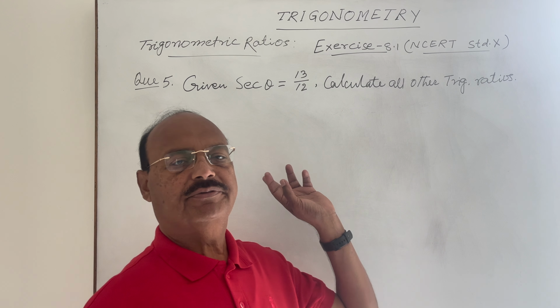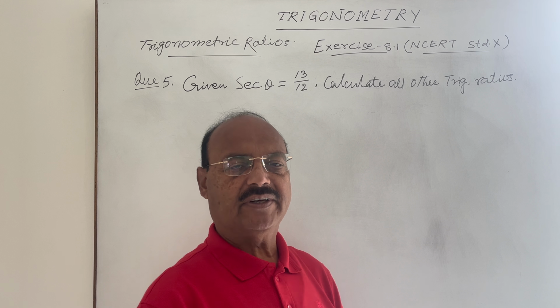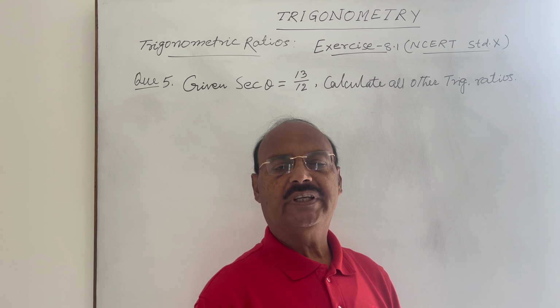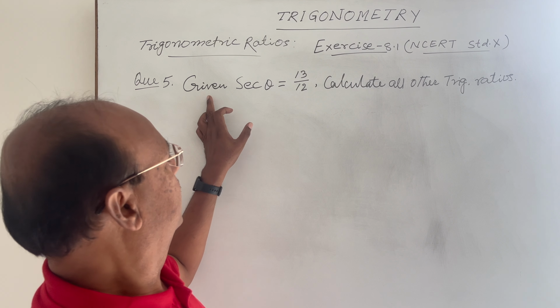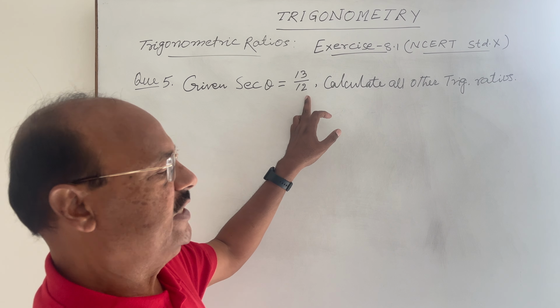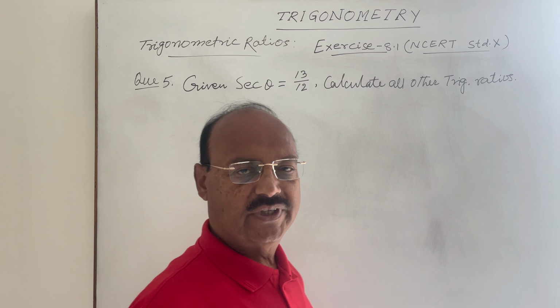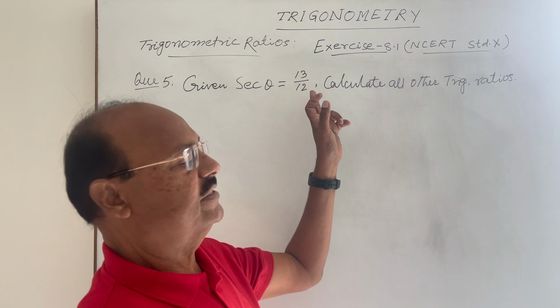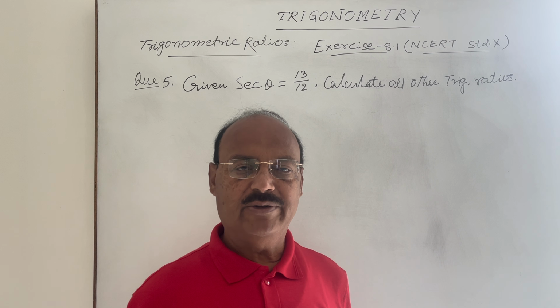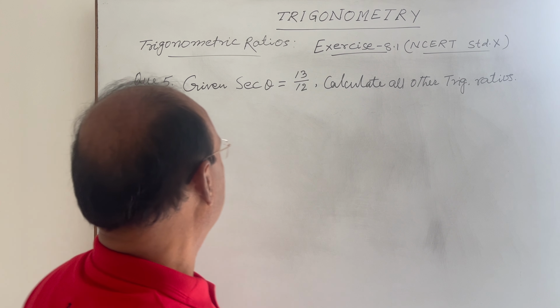This is question number 5 of exercise 8.1 from the chapter of trigonometry. Topic is trigonometric ratios. Here question is, given sec theta is equal to 13 by 12, calculate all other trigonometric ratios. We know there are 6 trigonometric ratios. So sec theta is given, we have to find out the values of other 5 trigonometric ratios, correct? Let us see the solution here.